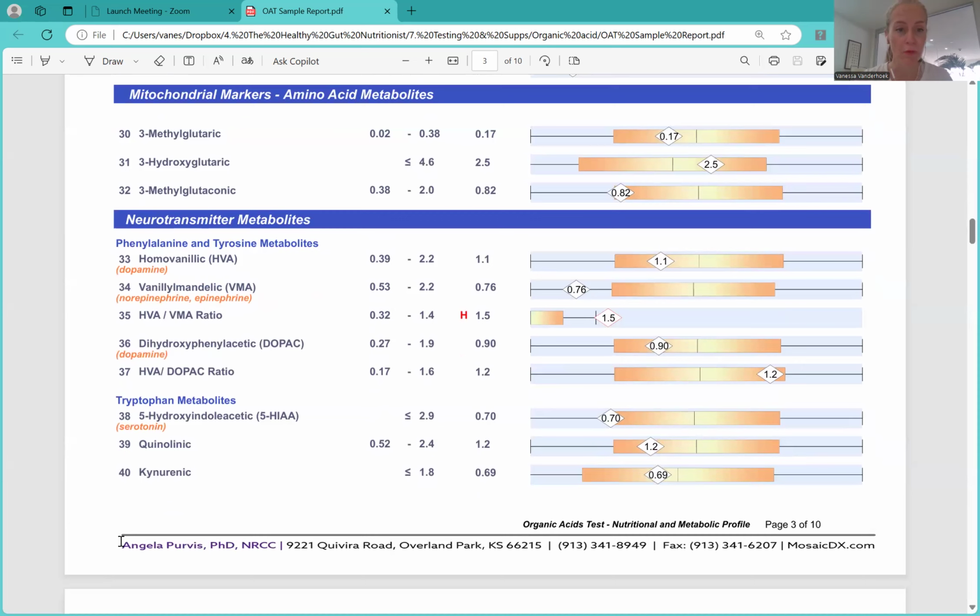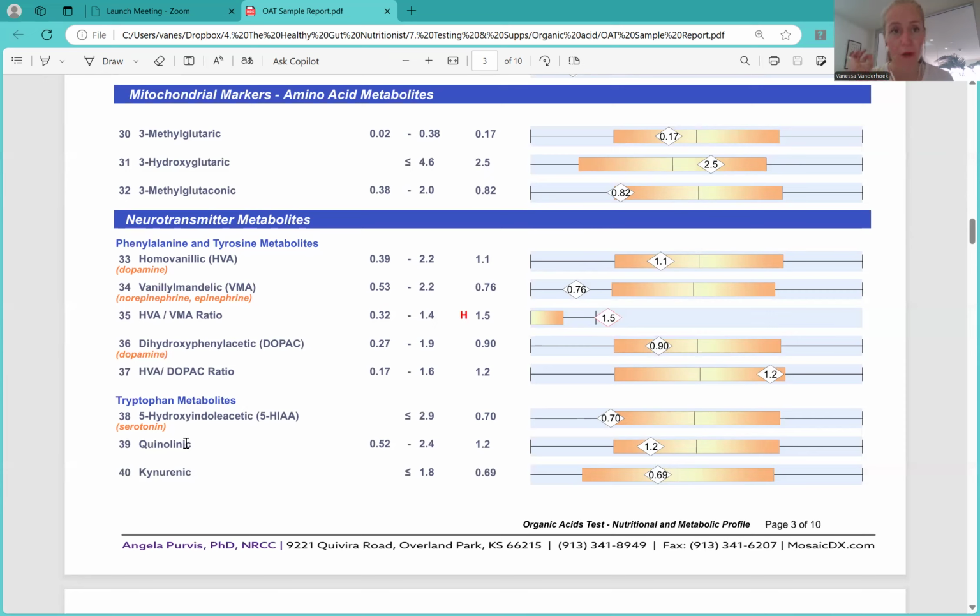So what's going on with your dopamine? What's going on with your serotonin? What's going on with your norepinephrine and epinephrine? So these impact mood significantly. So if you have anxiety, if you have depression, if you or your child goes from 0 to 1,000 in anger, if you have OCD, anything relating to mood, we look at this and we go, right, what's going on here?